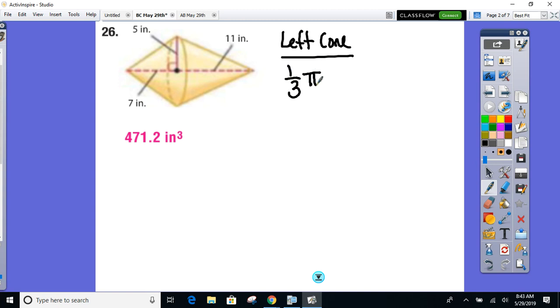1/3 pi r squared times the height. 1/3 pi 5 squared. How about the height of that cone? 7? You sure? Okay. You got to love volume because you do not have to worry about what's covered up.